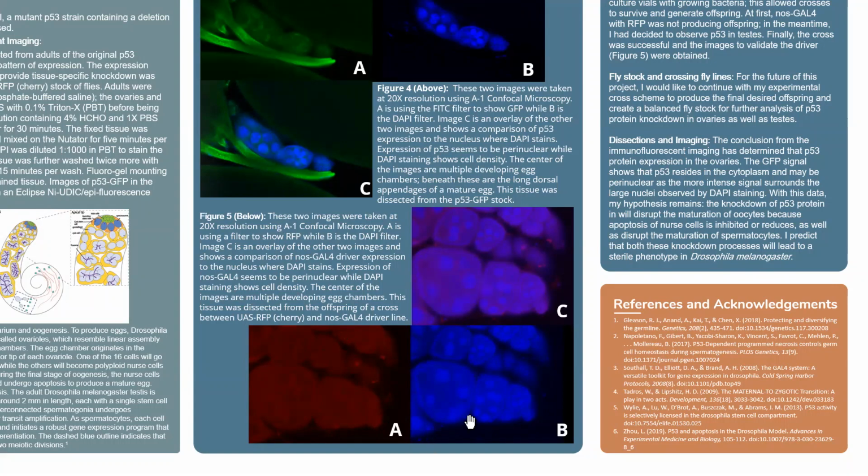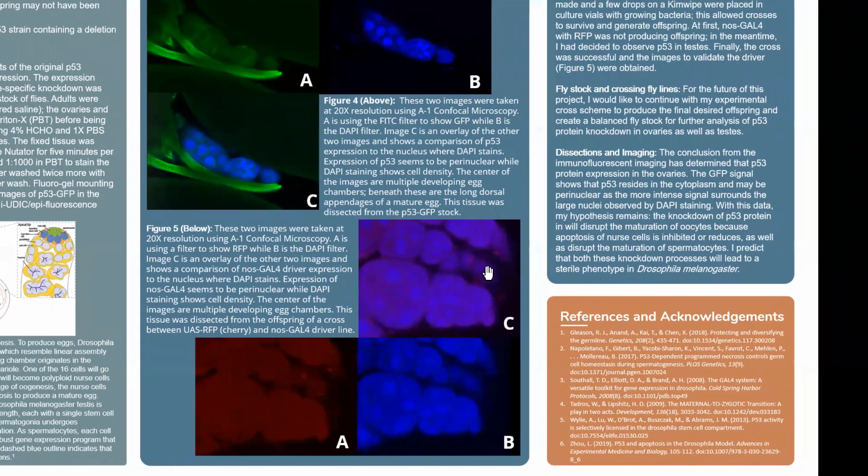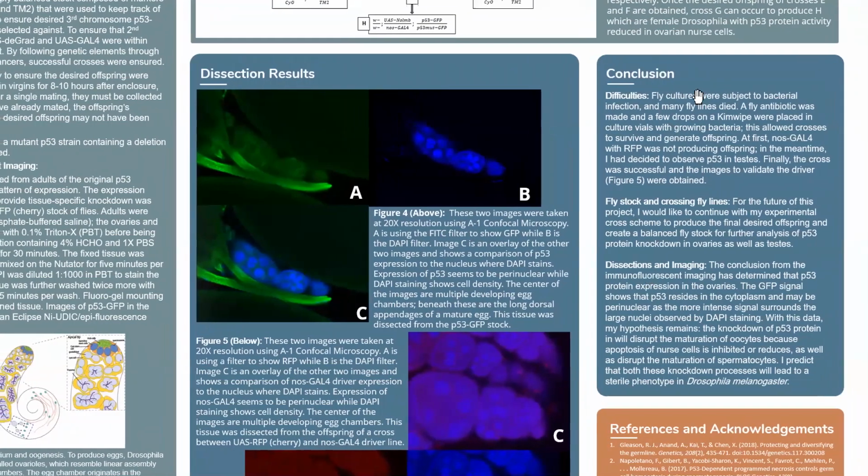So again, we have our DAPI staining, which stains the nuclei, and then we have the NOS-Gal4 driver, which is stained with the cherry, which also seems to be surrounding the nuclei. So because we validated our driver, we know that when we do the final cross with the UAS-degrade and the Gal4 driver, P53 will be degraded in the ovaries.